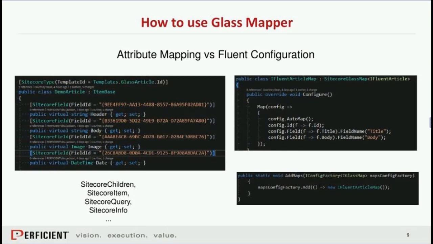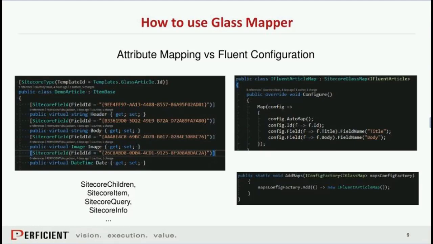For the right side, that's fluent configuration. You can see you need to add some mapping configuration as shown on the top of the right side, and then add the fluent configuration to the configuration factory as shown in the second picture on the right side. And those configurations again live in the GlassMapper SC custom file that was generated when Glass was installed. Adding this ties our model and configuration together so GlassMapper can map correctly.